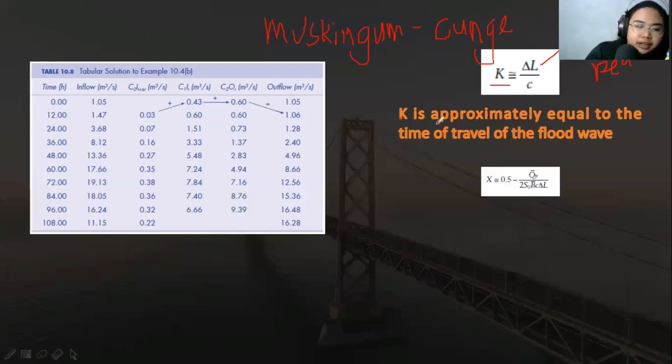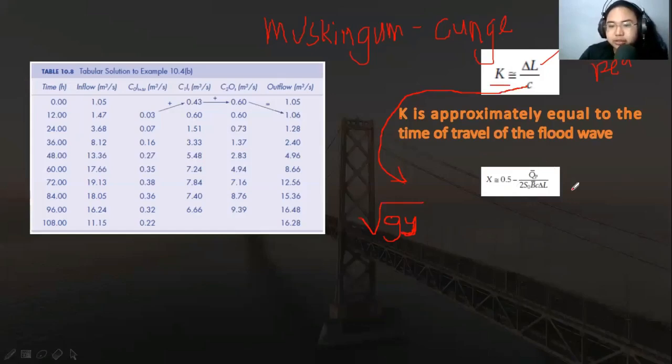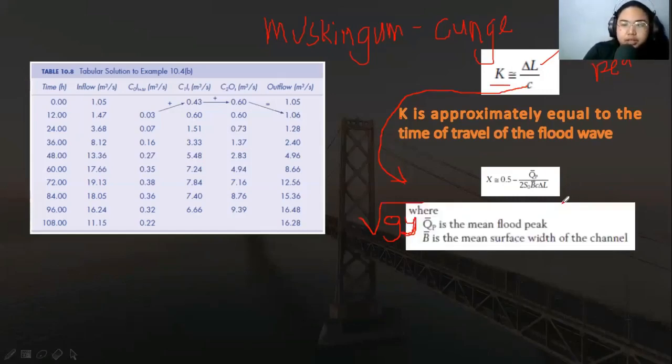And then this equation, ito si C naman. C is the flood wave celerity, which is equal to square root of gravity times y, where y is the depth. And then ito, X is approximately equal to 0.5 minus Q_P over 2 S_0 B C change of L, where Q_P is the mean flood peak and B is the mean surface width of the channel.